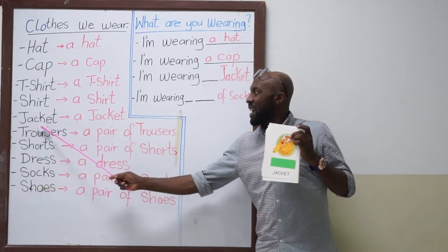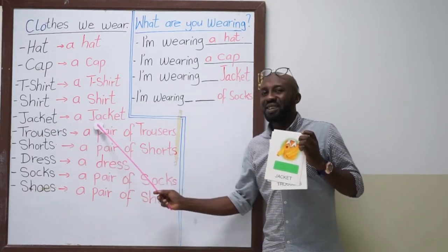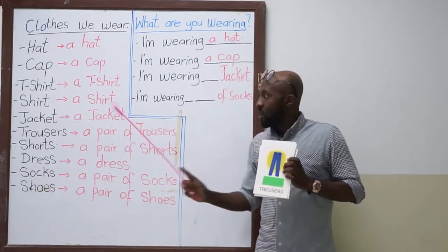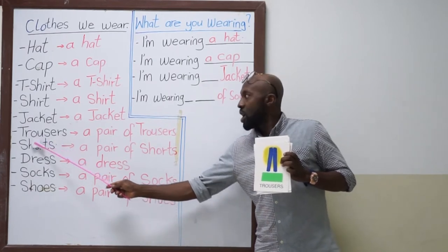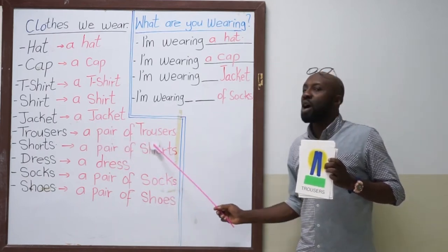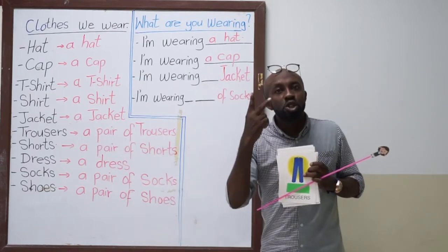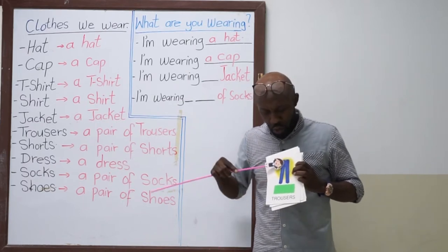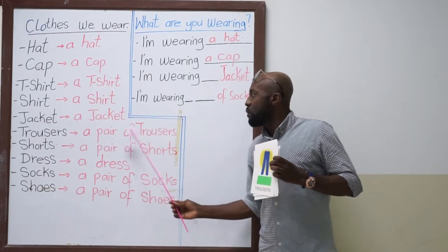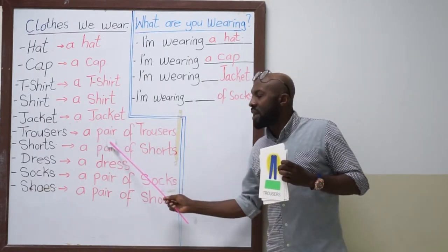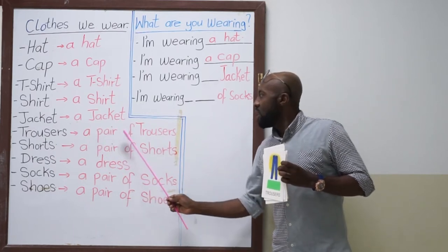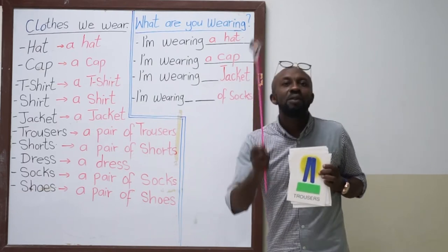Jacket. A jacket. Good. Trousers. A pair of trousers. A pair means two. It means one, two. So you call this a pair of trousers. Repeat after me. A pair of trousers. Again, a pair of trousers. Good. Okay.